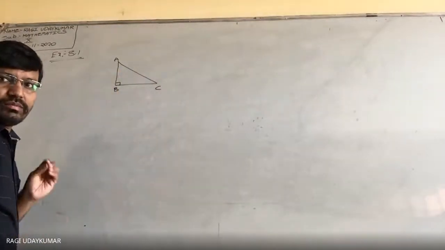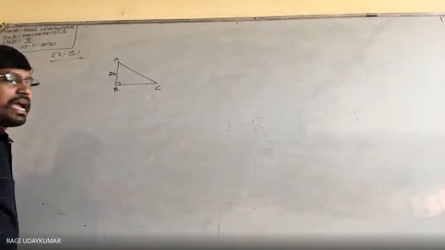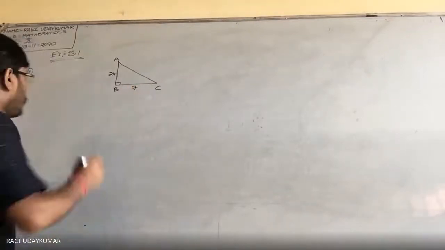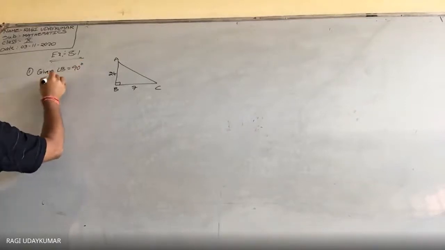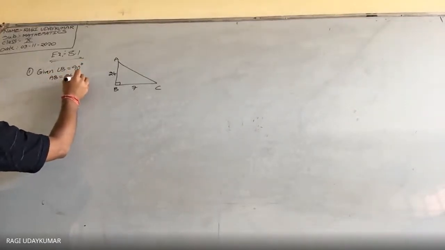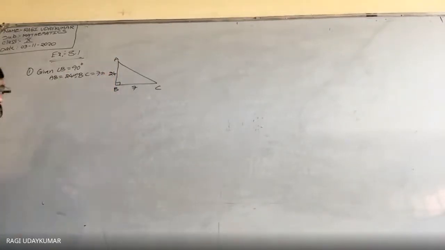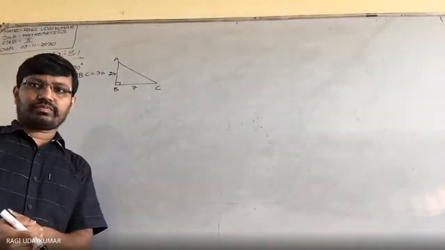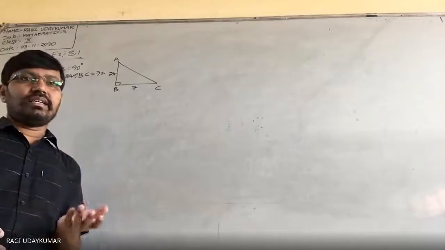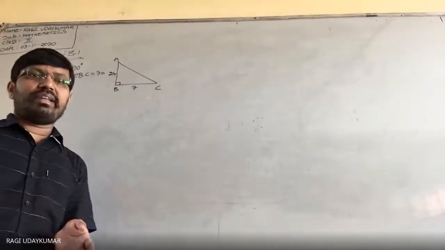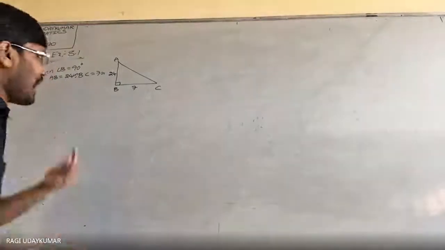Given AB is equal to 24, and BC is equal to 7. So what is given here? Angle B is equal to 90 degrees, AB is equal to 24 centimeters and BC is equal to 7 centimeters. These are the things given to you, and it asks you to find sin A, cos A, sin C, cos C. Any trigonometric ratio you can find, but before that, you need to find the hypotenuse.